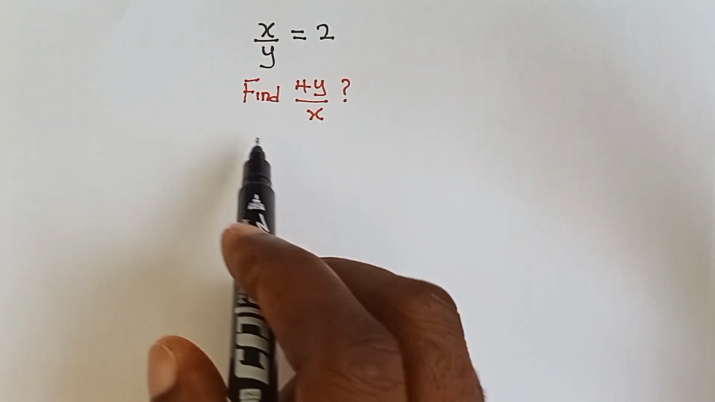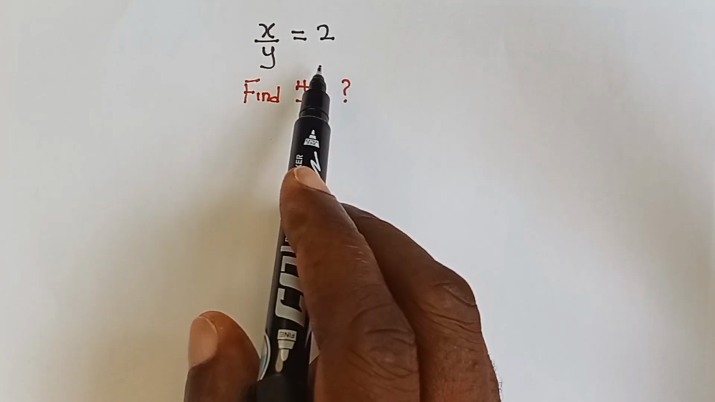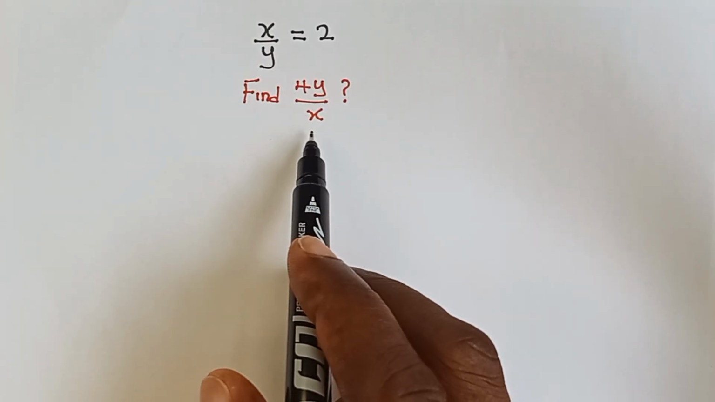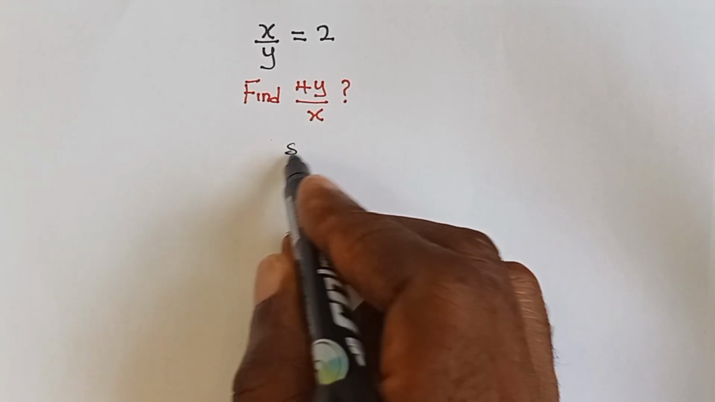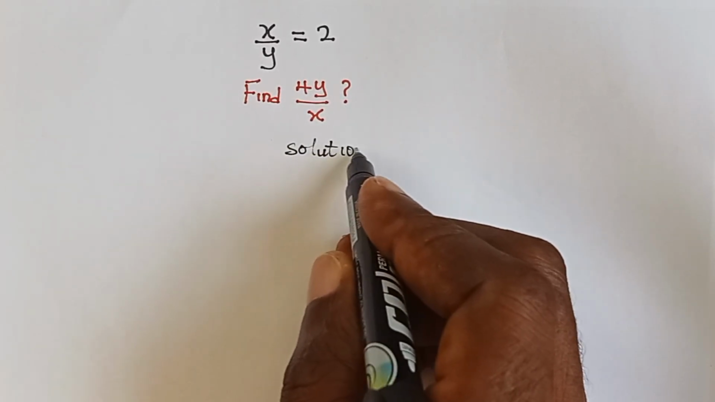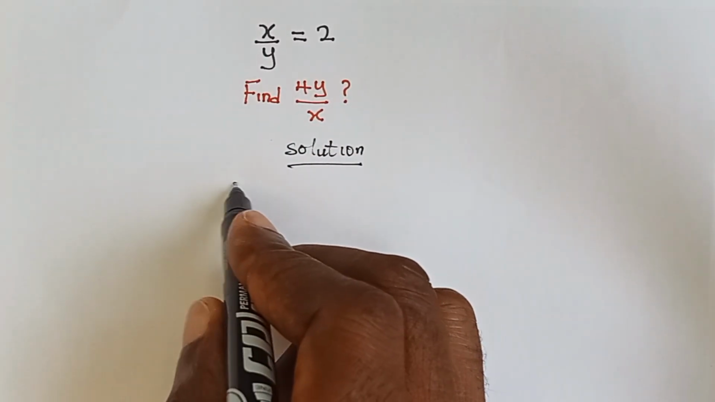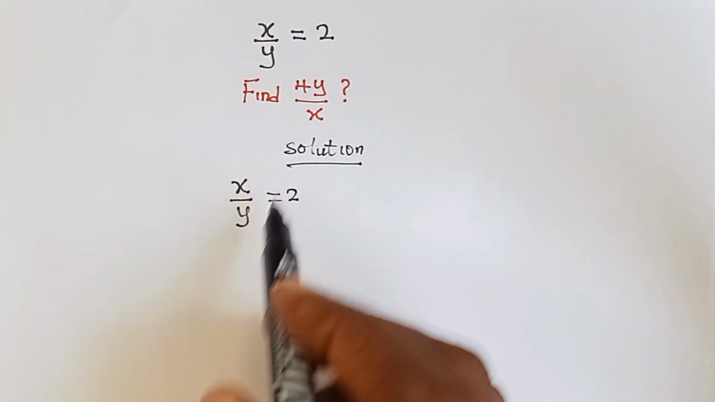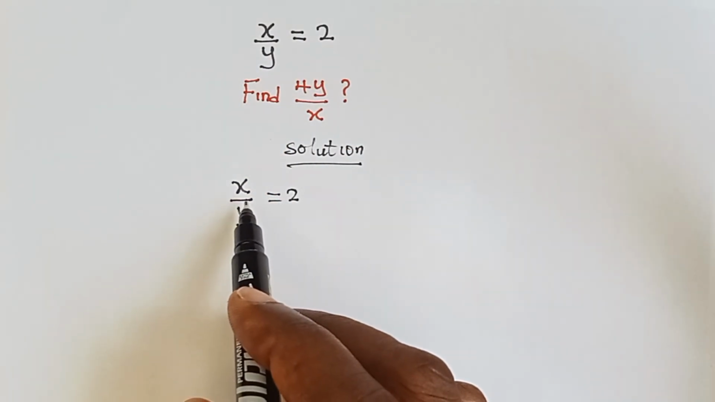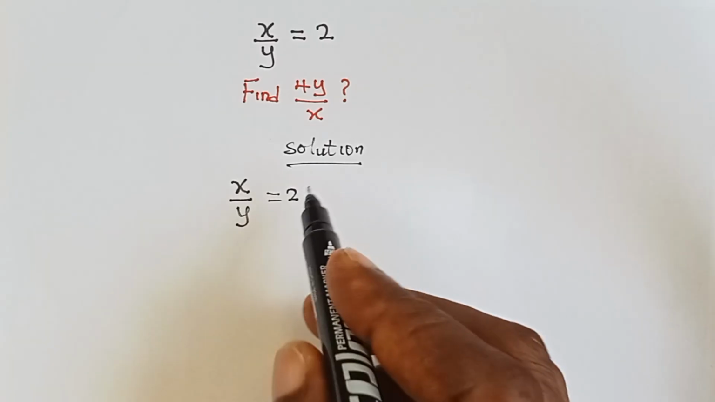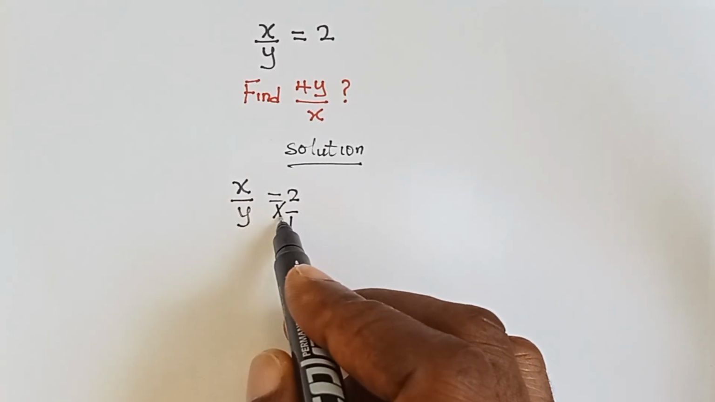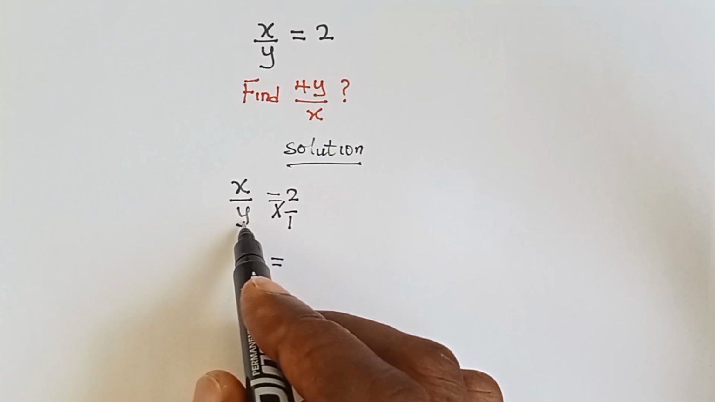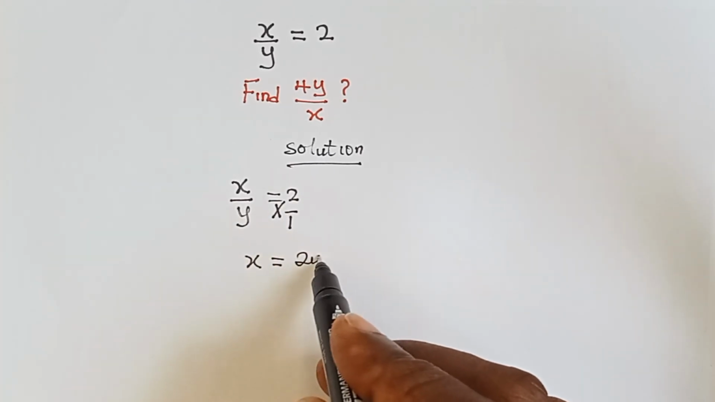In this video, we are given x over y equals 2 and we are asked to find 4y over x. Right, so now what we do is from x over y equals 2, we can make x the subject of the formula. Alright, and then we cross multiply. That makes x equals y times 2, which is 2y.